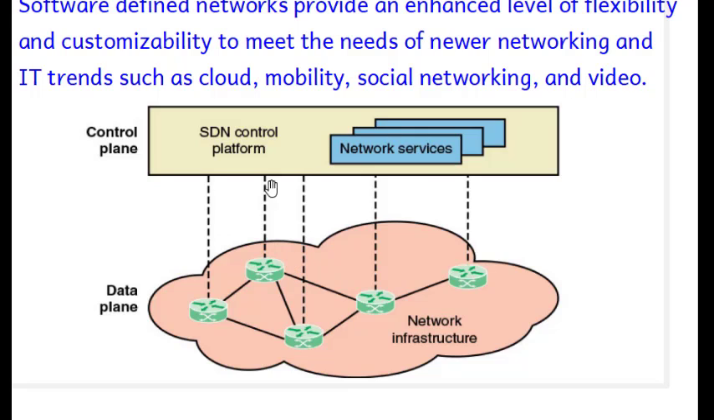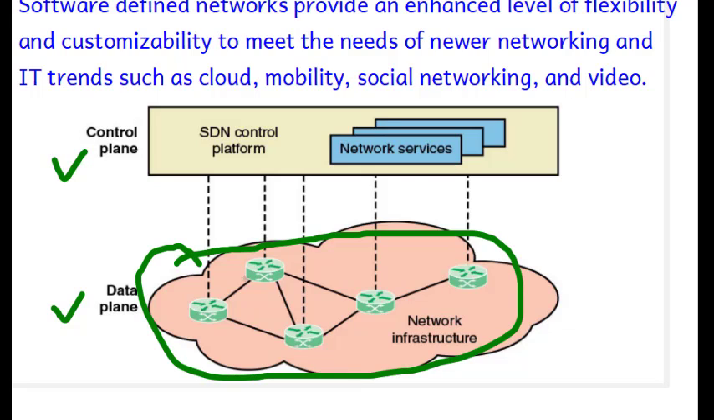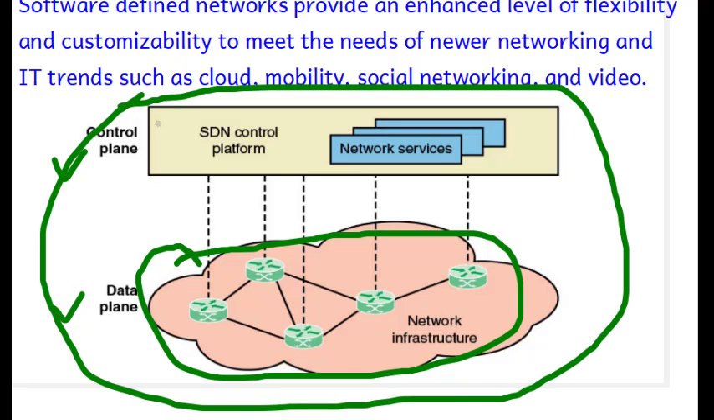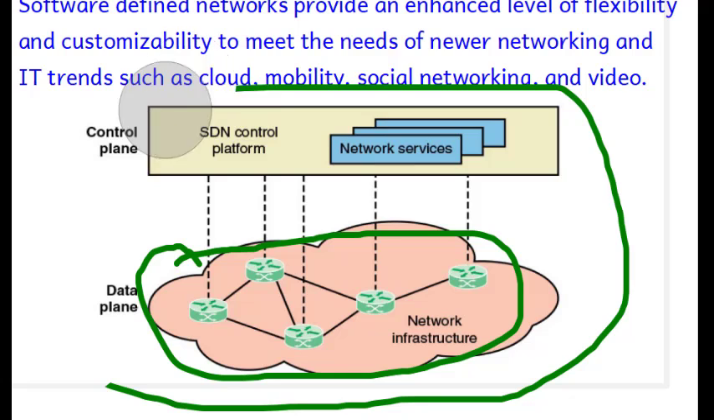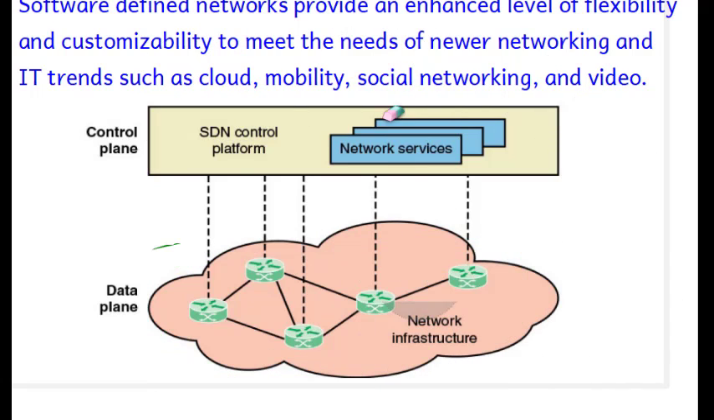In case of SDN, you can see we have two planes. One is the control plane, the other is the data plane. At the data plane we have the networking devices, the nodes, and at the control plane we have the controllers, which pass the commands to these particular nodes. So in SDN we divide the network into two planes, the data plane and the control plane. In traditional networking, these two are combined in a single device, but here they are separated.